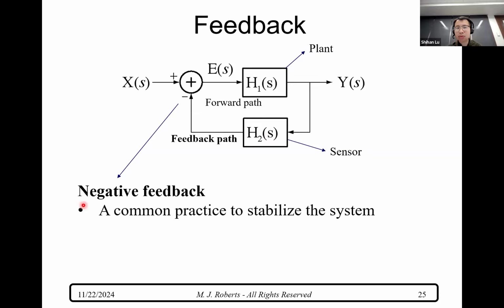The reason we use negative feedback instead of positive feedback is decided by empirical experiment, or by common practice, where we figured out that negative feedback can be very effective to stabilize the system. So this practice was just inherited from the original observation.